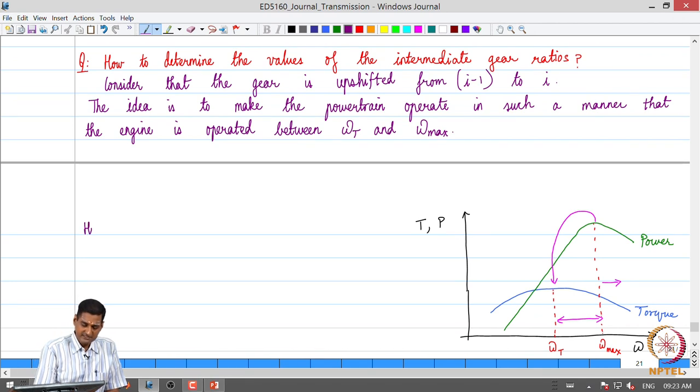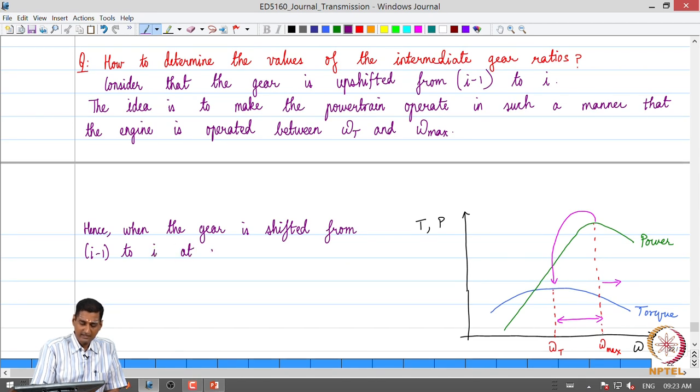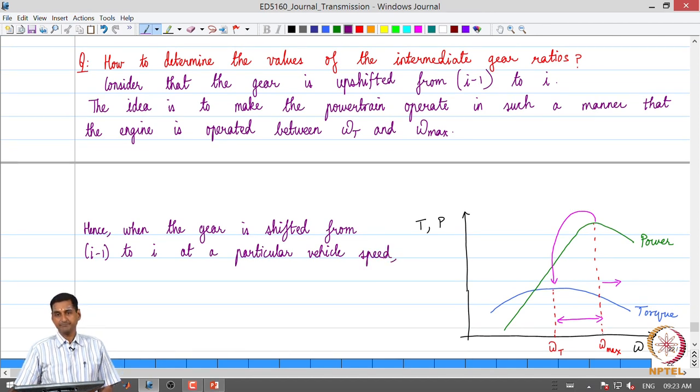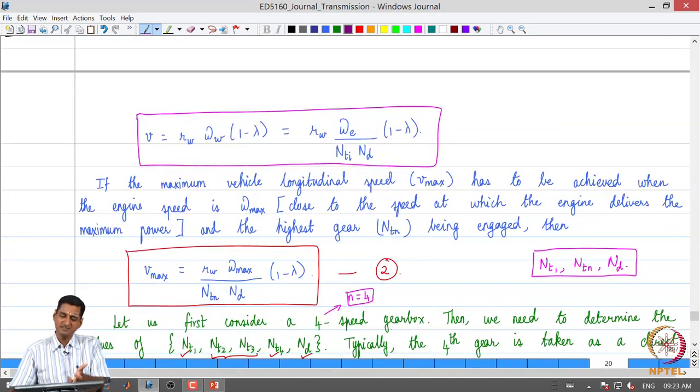Hence, when the gear is shifted from i minus 1 to i at a particular vehicle speed, we have, what we are going to do is make use of this equation.